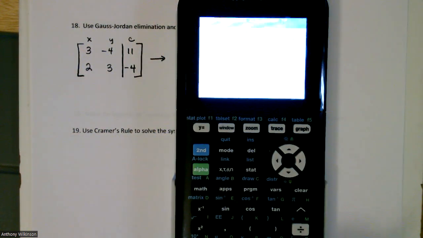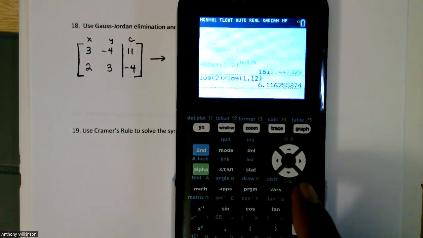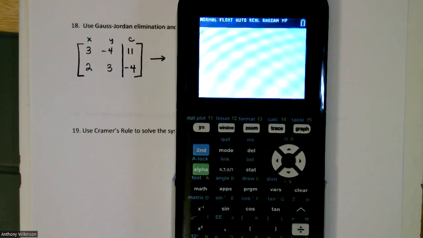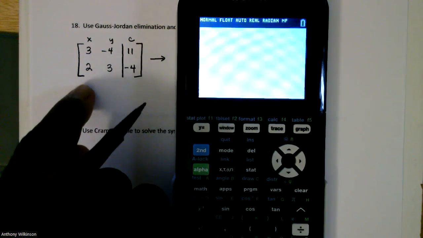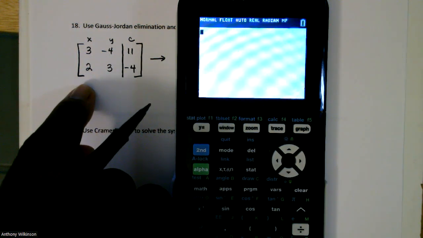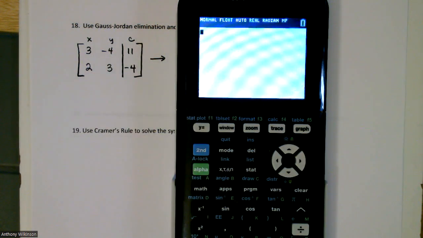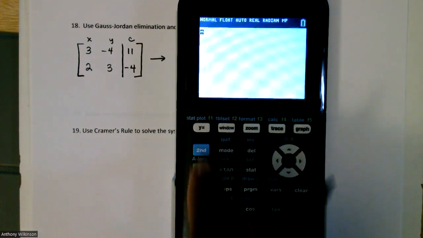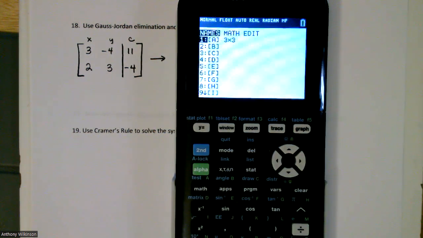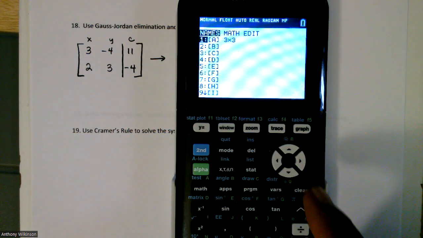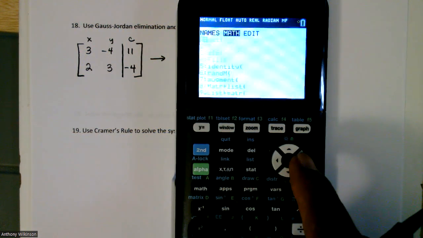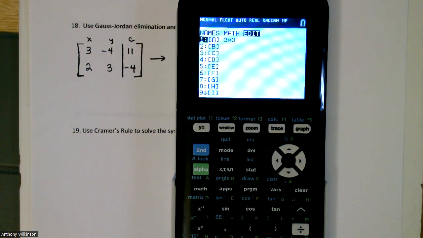Okay, so let's clear this chunk out. Now I'm going to enter this into the graphing calculator. So in this case here, I need to start by doing second and x to the -1 for the matrix. Now I'm putting in a brand new matrix here, so I'm going to use my right arrow key to edit. And if you want to, you can put this in matrix A, which I will do here. So I'm selecting number 1.